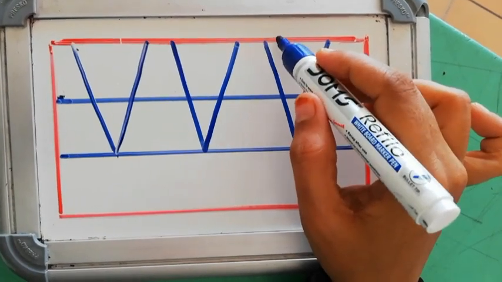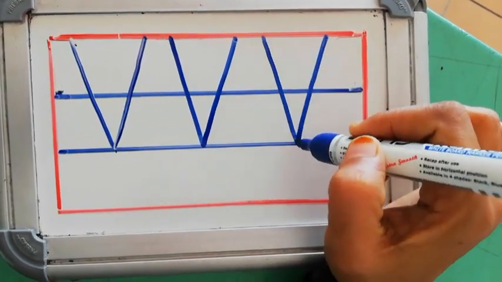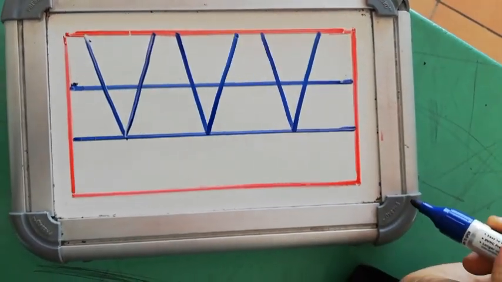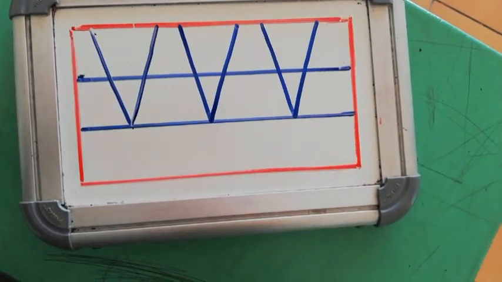You have to write capital V from red line to second blue line. Capital V.